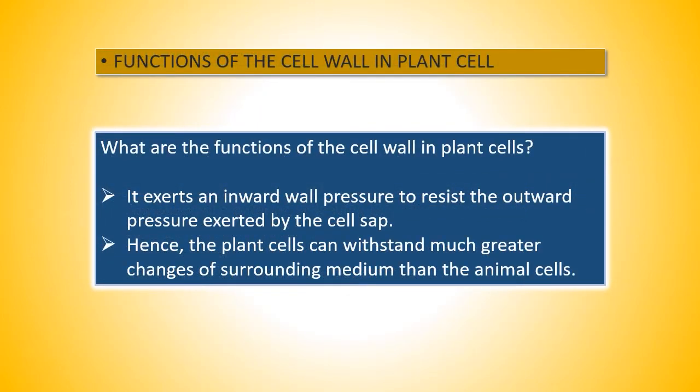What are the functions of the cell wall in plant cells? It exerts an inward wall pressure to resist the outward pressure exerted by the cell sap, and hence the plant cells can withstand much greater changes of surrounding medium than the animal cells.